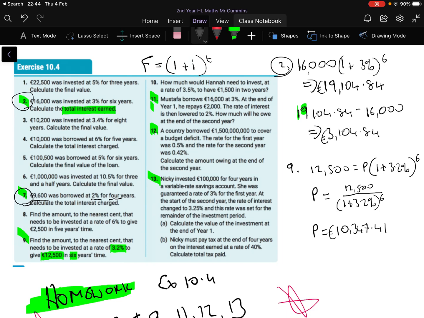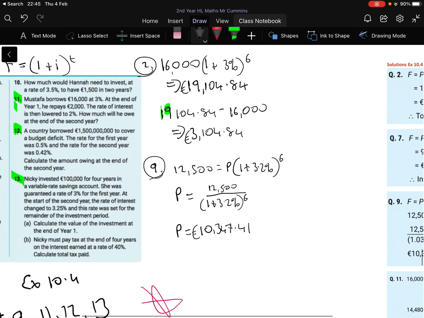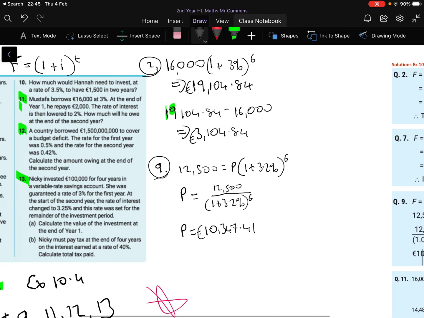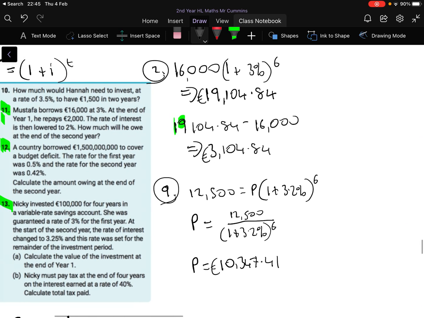Let's have a look at question number 11. I'll just go out here a bit. You can still see some of the solutions there as well, which I've put up for you.